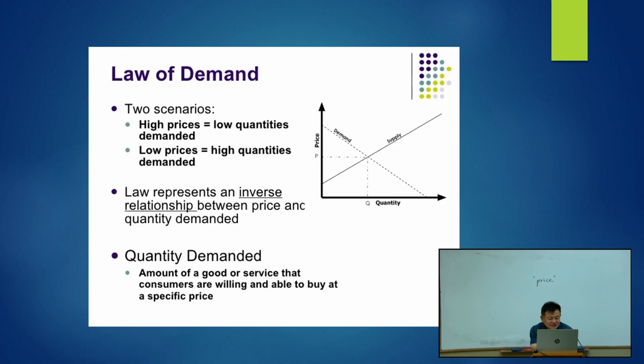One is high prices and the other is low prices. If the price is high, the quantity demanded is low, as you know. And if the price is low, oh my God, it's always a good chance to buy it, so the quantity demanded is high. Okay? The law represents an inverse relationship between price and quantity demanded. The quantity demanded is the amount of goods and services consumers are willing and able to buy at a specific price.